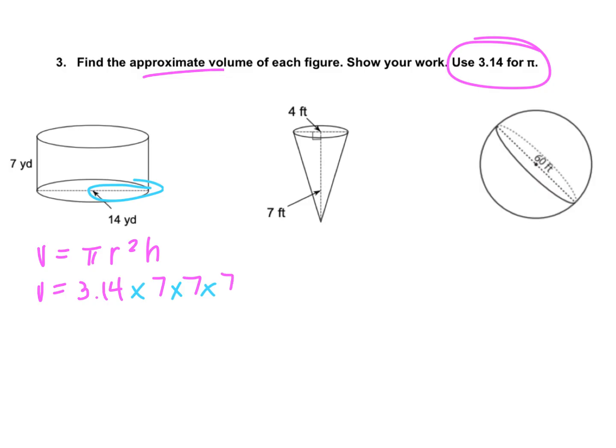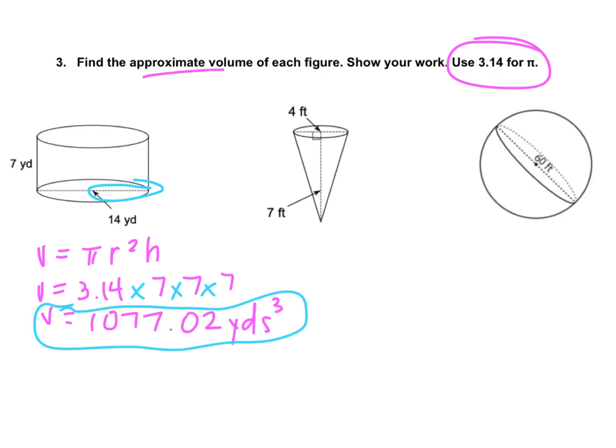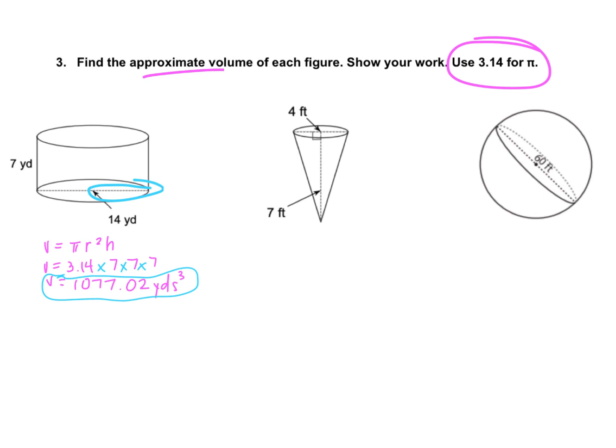Okay, now go ahead and pick up your calculator and let's calculate all of that. And 7 times 7 times 7 times 3.14, all of that, I get 1,077.02. And remember that's yards cubed, or cubic yards. Okay, make sure you show all of that work. Okay, moving on to the cone.